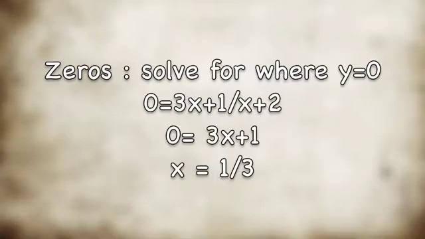To figure out the zeros of Mary's children, we just solve for when the numerator equals 0. This is the same as solving for ax plus b. In the example, we can eliminate the denominator by multiplying it on both sides. Then we solve 0 equals 3x plus 1 and get a final answer of x equals 1 over 3.